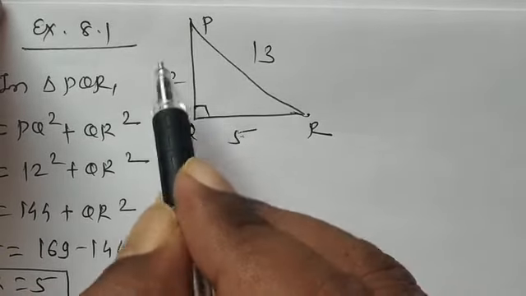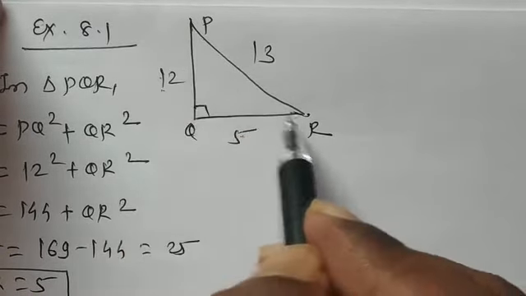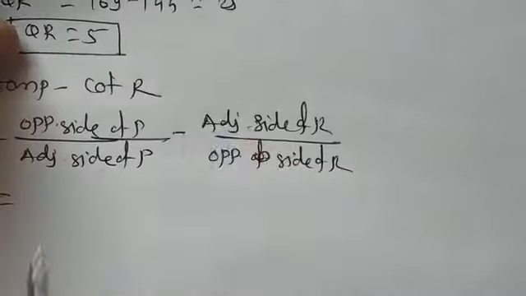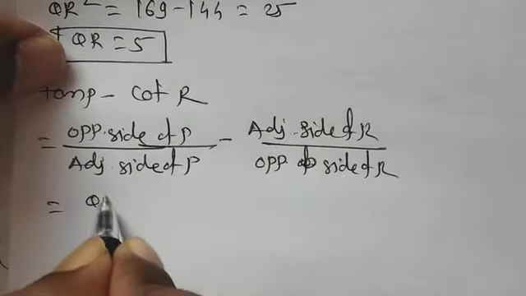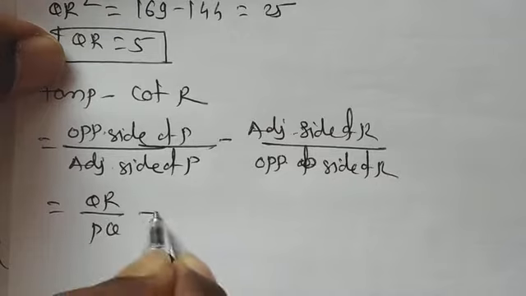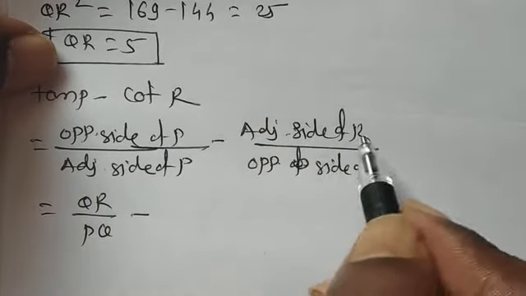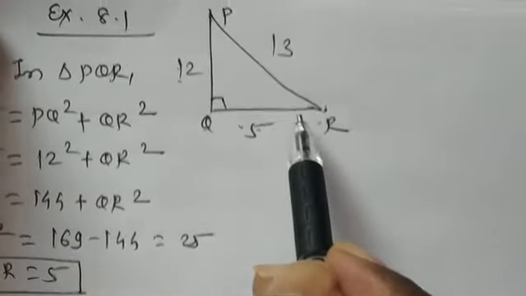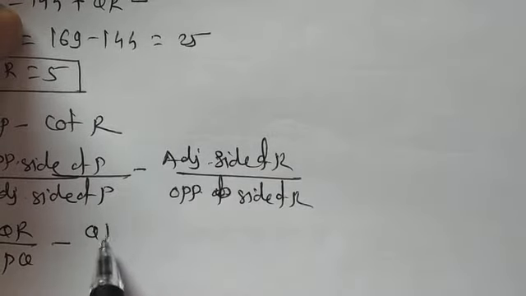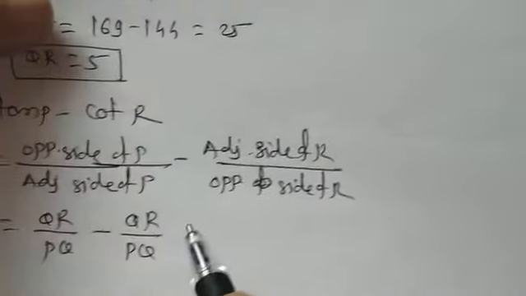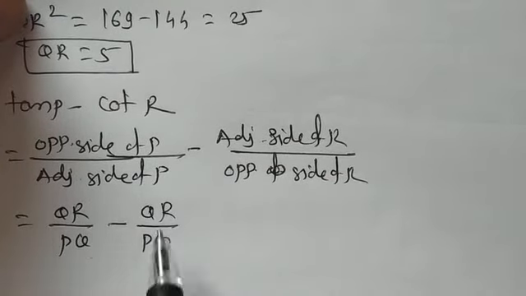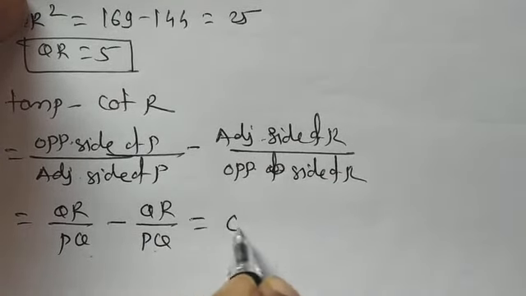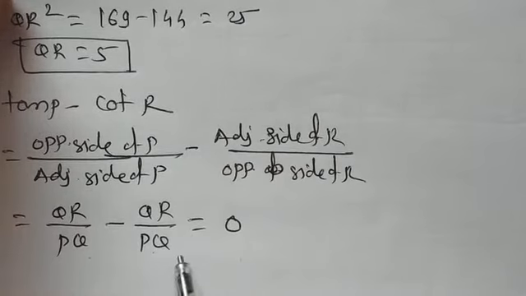Tan P is opposite side upon adjacent side. That is QR by PQ. So I can write QR by PQ minus adjacent side of R upon opposite side of R. For R, the adjacent side is QR and the opposite side is PQ. So it is QR by PQ. Now check it: QR by PQ minus QR by PQ. Without solving, the answer is 0 because plus minus gives 0.